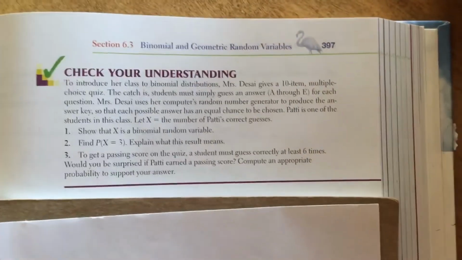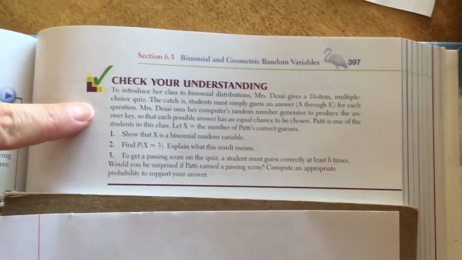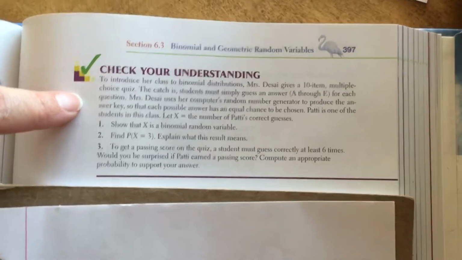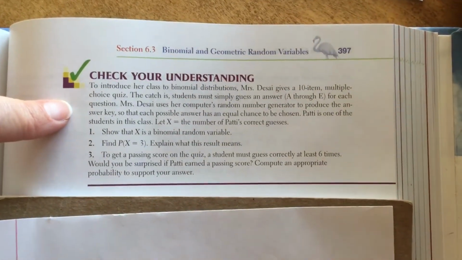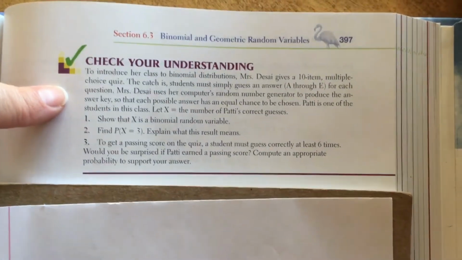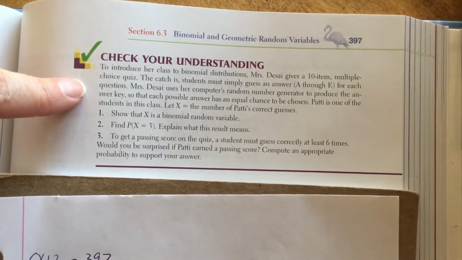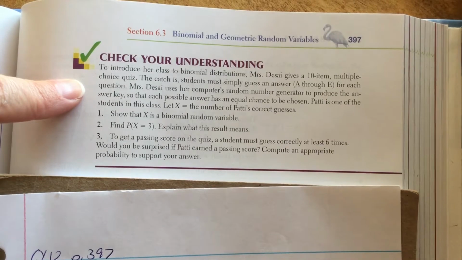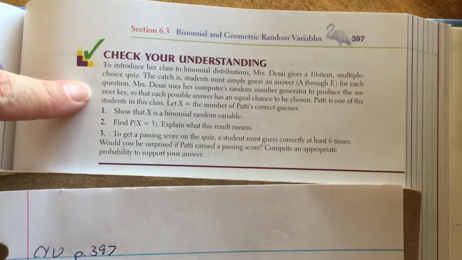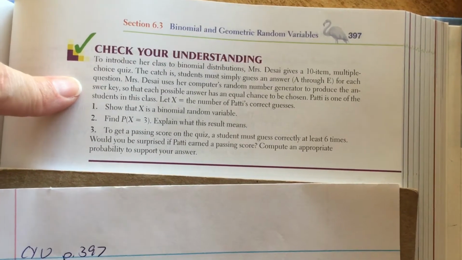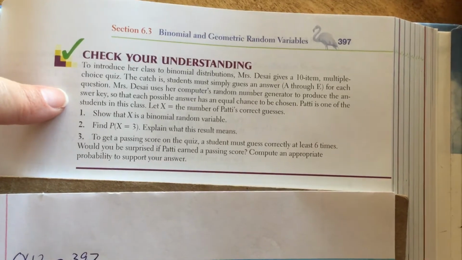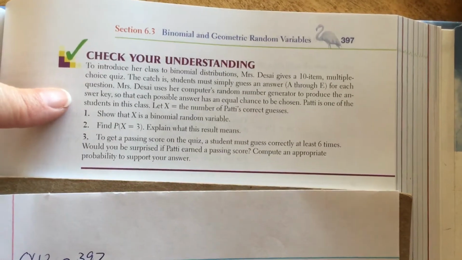Okay, guys, we'll do the Check Your Understanding on page 397. To introduce her class to binomial distributions, Mrs. Desai gives a 10-item multiple-choice quiz. The catch is students must simply guess an answer, A through E, for each question. Mrs. Desai uses her computer's random number generator to produce an answer key so that each possible answer has an equal chance to be chosen. Patty is one of the students in her class, so let X be the number of Patty's correct guesses.